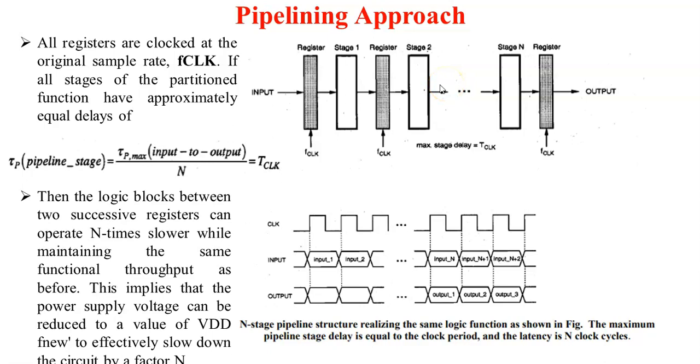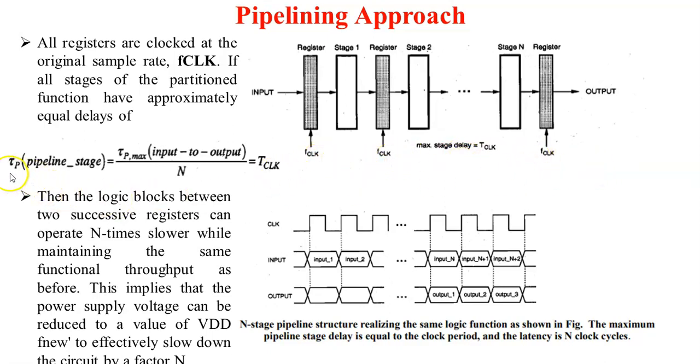In a similar way, the n-th logic function is connected to the corresponding register. So we are going to utilize n minus 1 registers for the pipelining approach for the n stages. Here the F clock, the clock, is also given to all the registers.